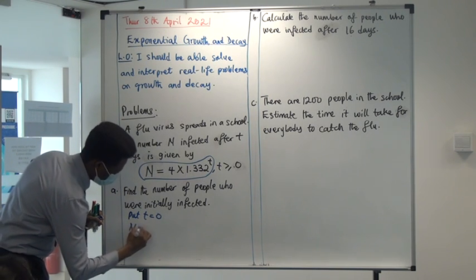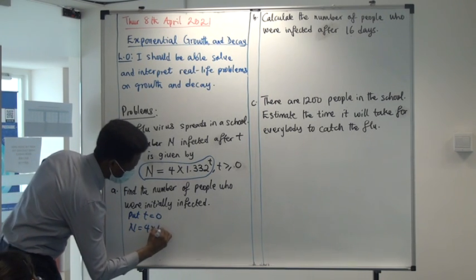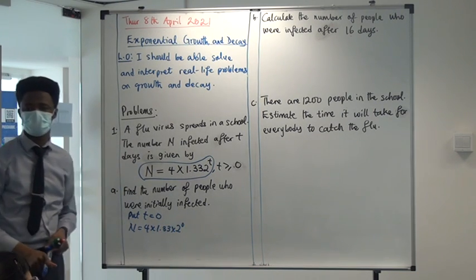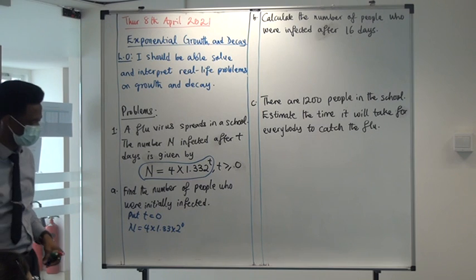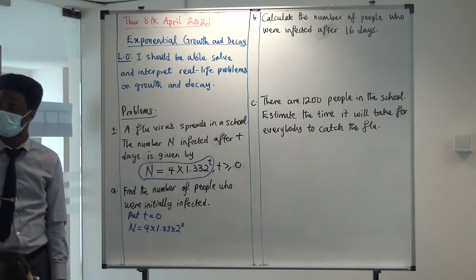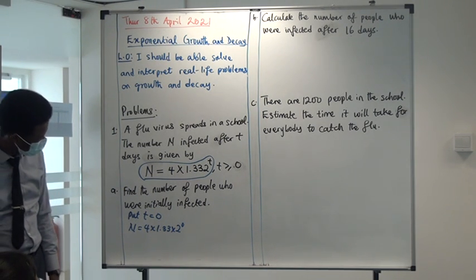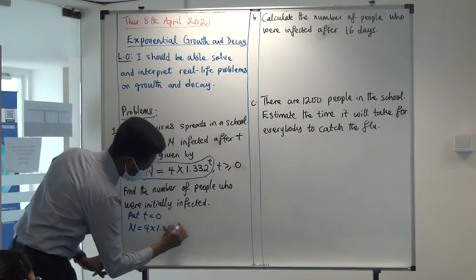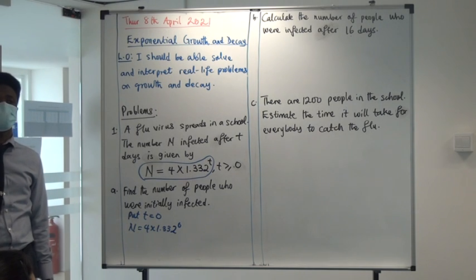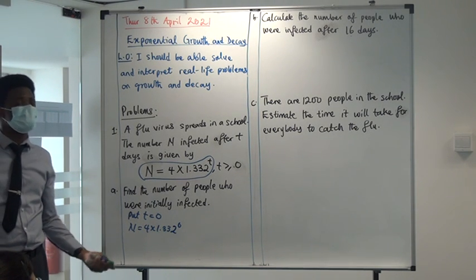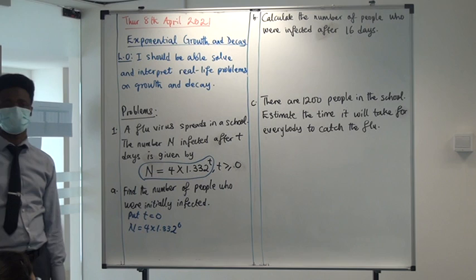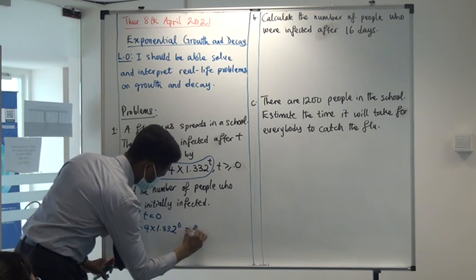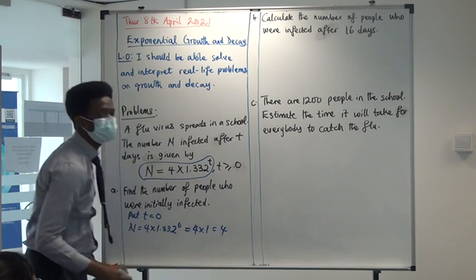And then N will be equal to 4 times 1.332 raised to power 0. Don't need a calculator for this. I hope nobody's pressing the calculator. Why did I say that? Yes, because anything to the power of 0 is 1. So I hope nobody is pressing the calculator for this one. So that's 4 times 1, which is equal to 4.